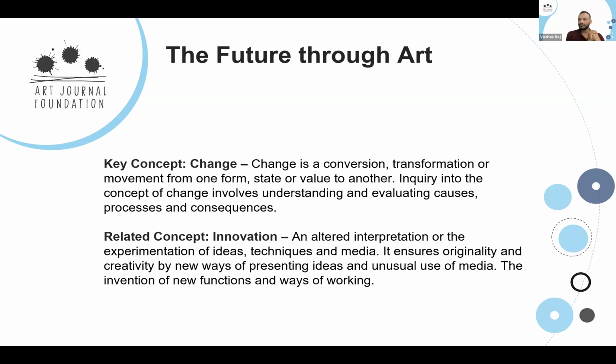So when you are selecting artists also, the global context lens is important, but also keep the idea of innovation very much alive. Because think about artists who have innovated, who have pushed the barriers, or who have worked within a framework of a discipline.